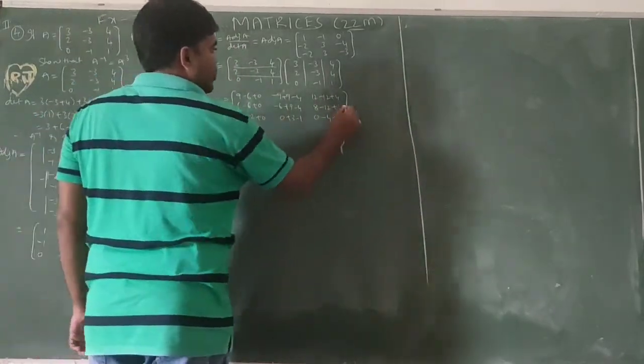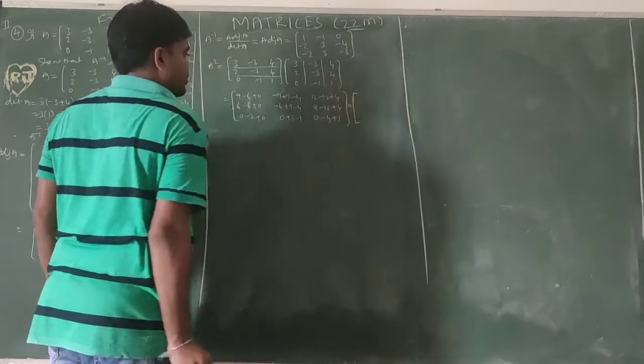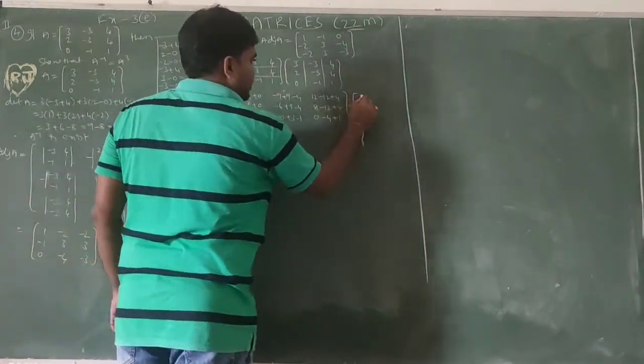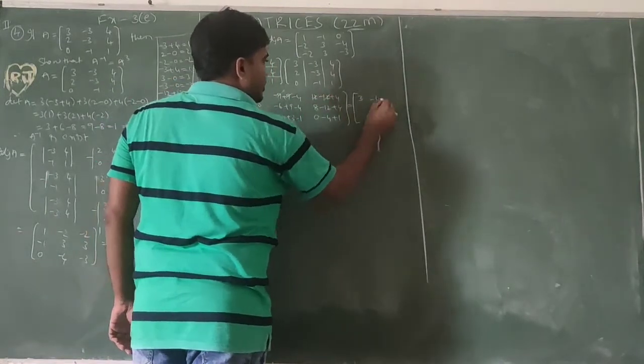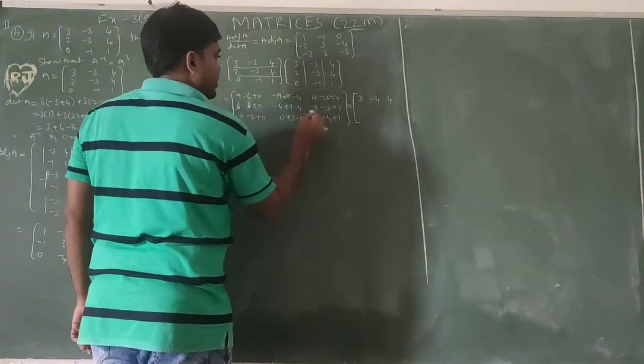Okay, this is equal to 9 minus 6 is 3. 9 and 9 cancel, minus 4. 12 and 12 cancel, plus 4. 6 and 6 cancel, 0.